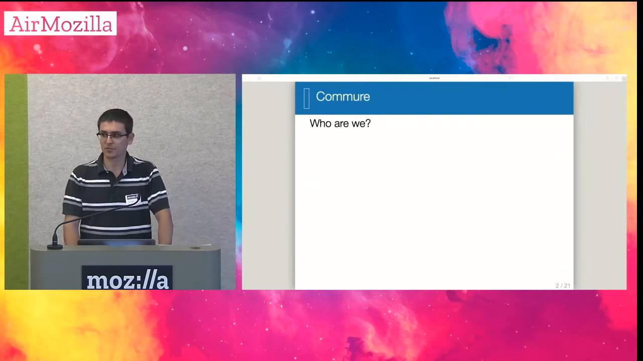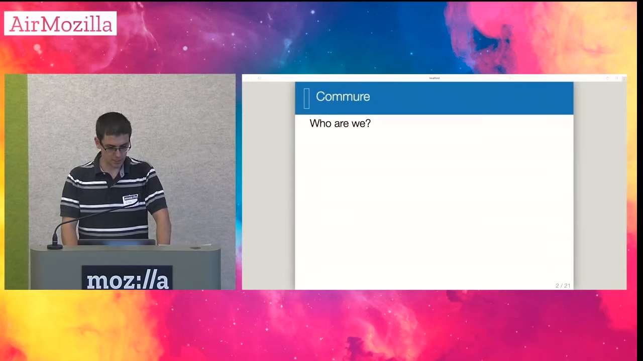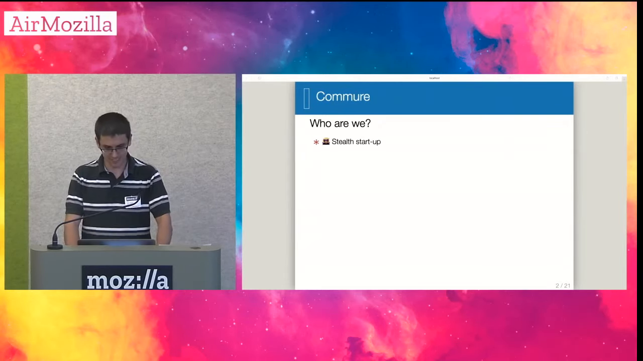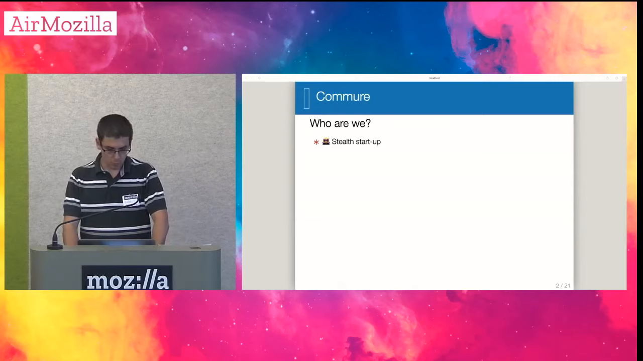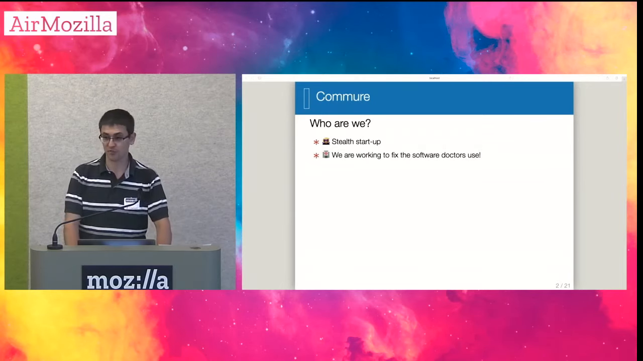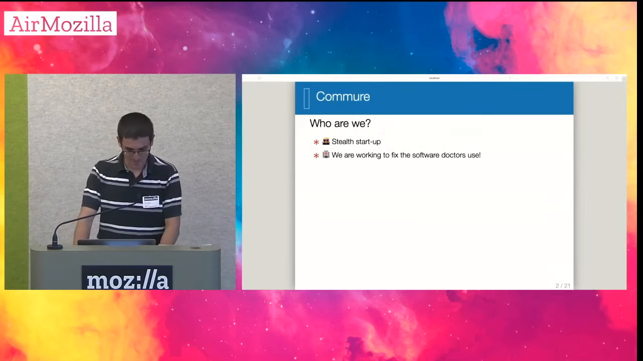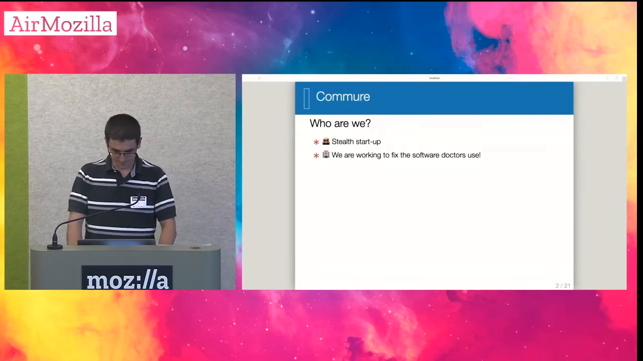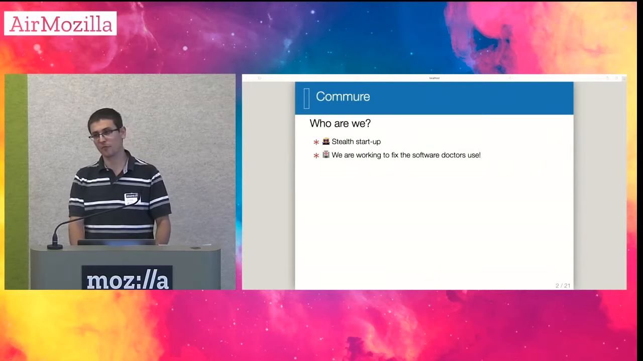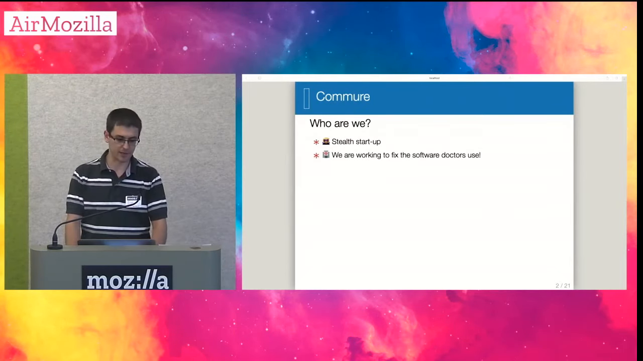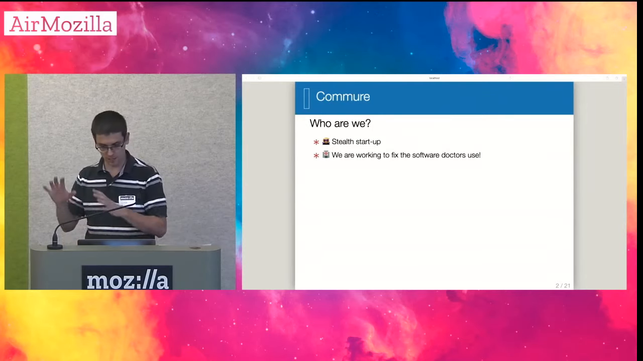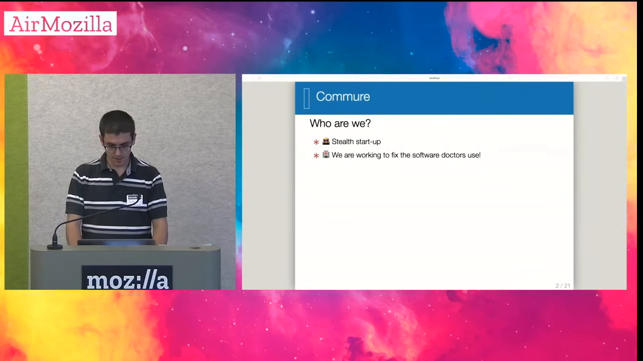So first, I would like to start with who we are. Commure is a stealth startup, and we are working on fixing the software doctors use, and that's our sales pitch for hiring. I'll tell a little bit more detail later about what exactly that means for the Rust part of what we're building.